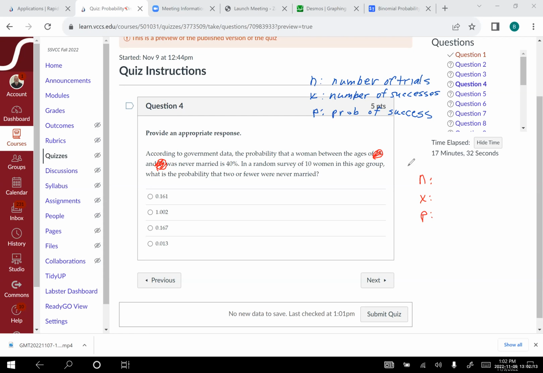All right, what is my N? What is the group I took that I was going to study? I surveyed how many people? 10. There we go. So that is that group. My X, how many successes was I looking for? 2 or fewer. There we go. And I'm going to write or fewer here.